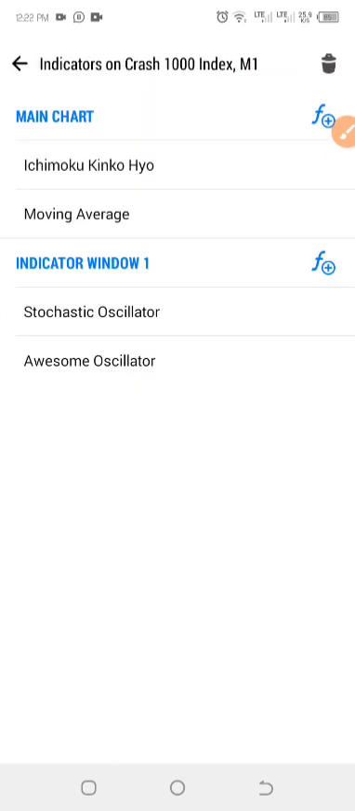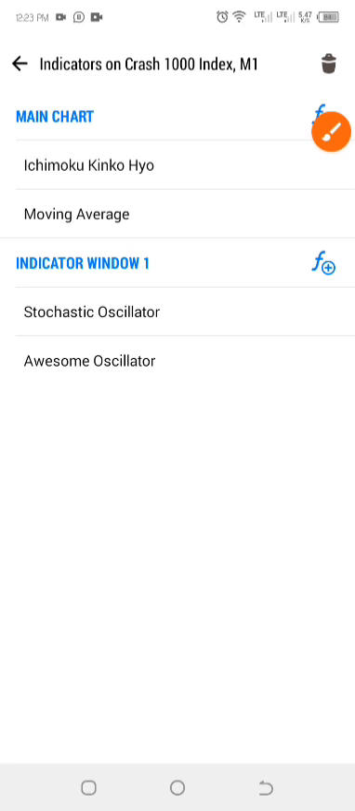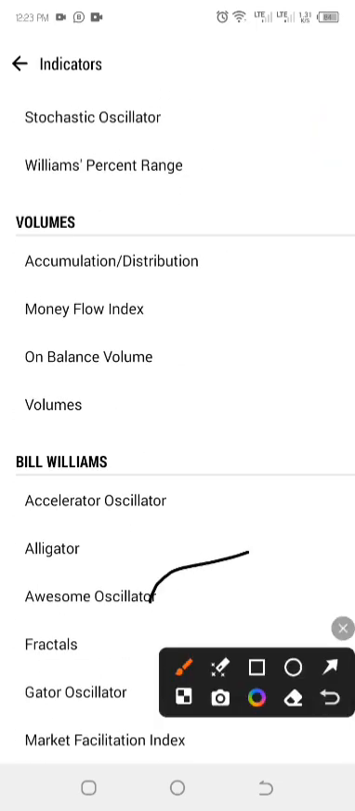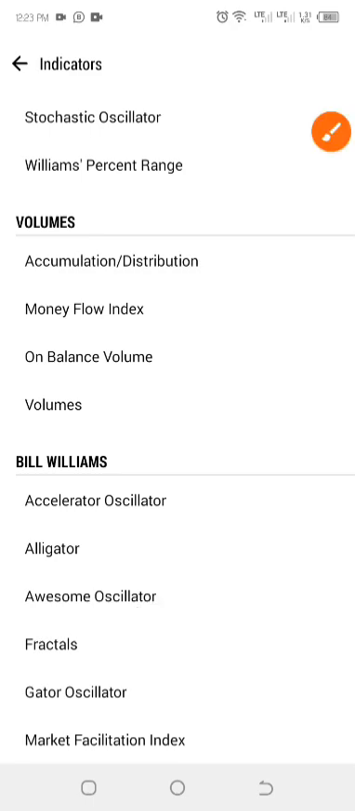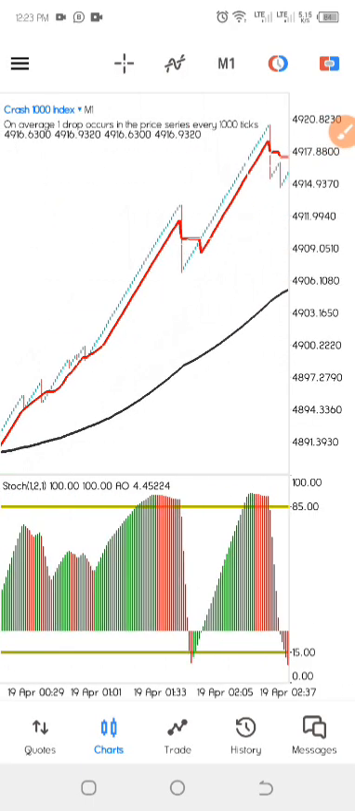Once you add the stochastic oscillator, it is going to be in your indicator window 1. The next indicator we are going to add is the oscillator. We click on the F icon, scroll down and search for the oscillator, which you can see right here. Click on it and just set it as default. Then click on save. Once you do that, this is how your chart is going to look.